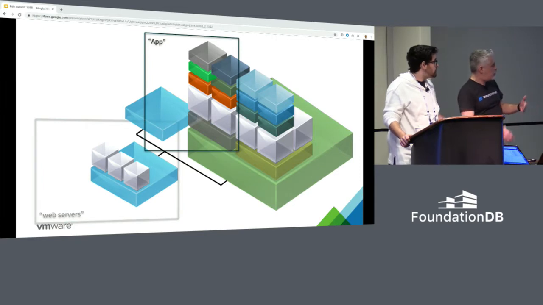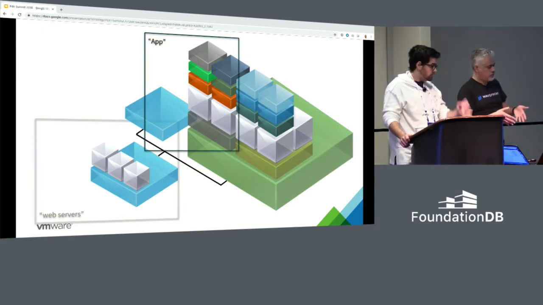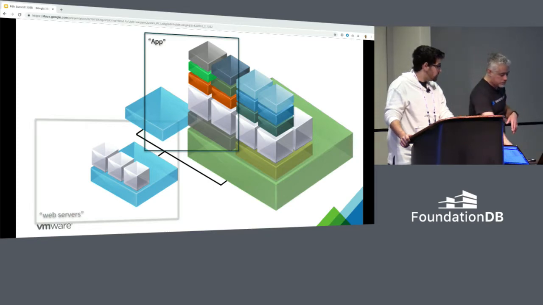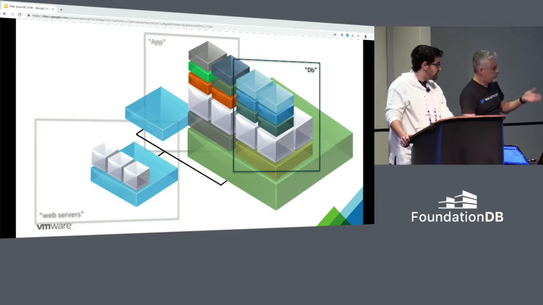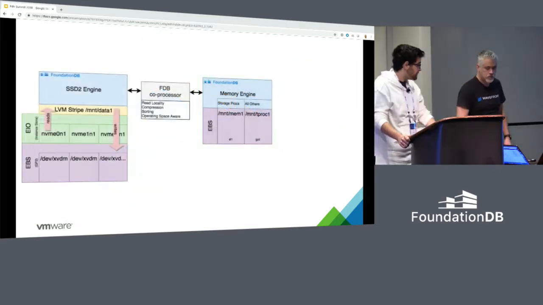On the app tier, this is where all the magic happens. We take in telemetry, we do stuff with telemetry, we do queries, we do alerting, and we store it into the database, which is FDB. On the database side, as I mentioned, we run a memory engine and the SSD engine and a coprocessor. And I'll let Mike talk about the rest there.